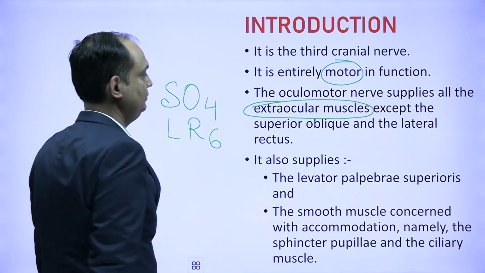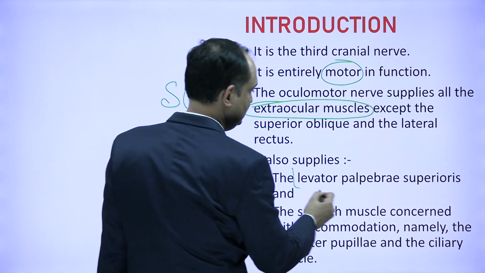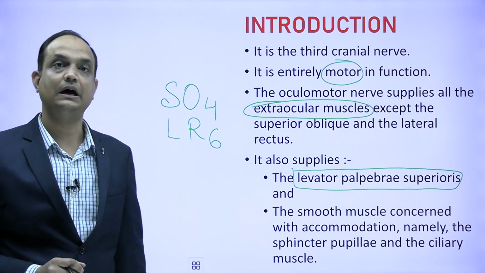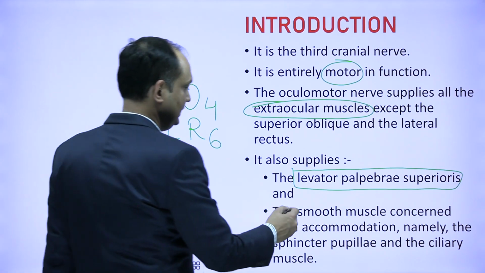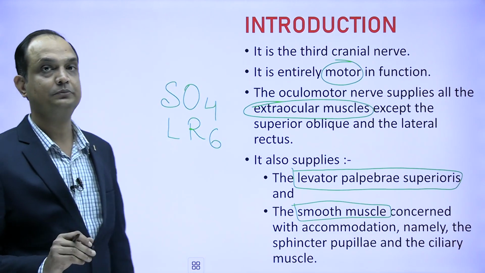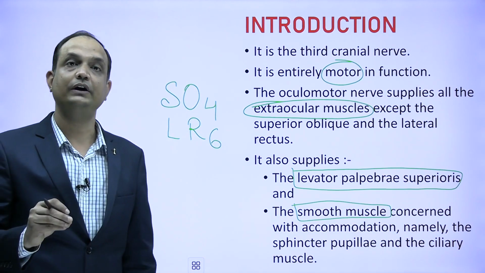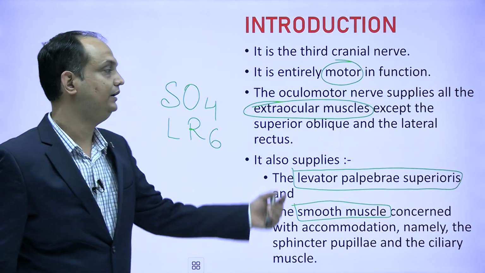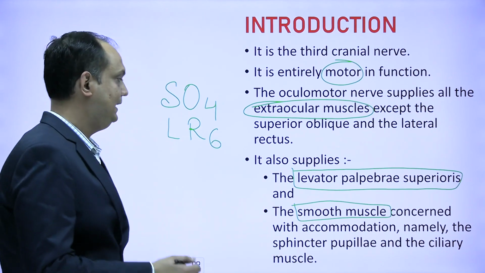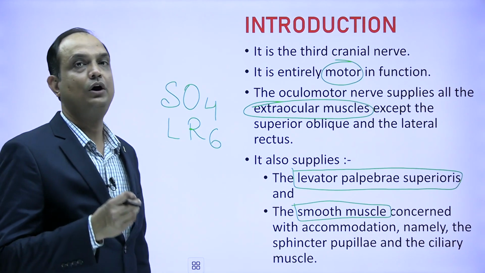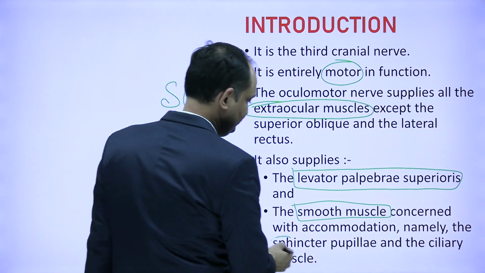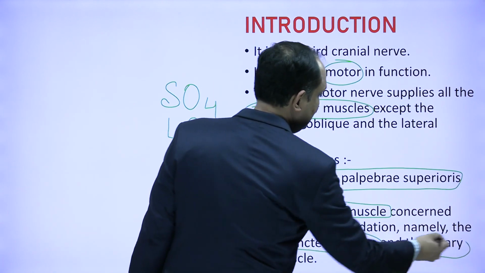Now apart from the extraocular muscles, this third cranial nerve supplies the levator palpebrae superioris, which is a very important muscle present in the upper eyelid, and it also supplies the smooth muscles. There are three smooth muscles supplied by the oculomotor nerve. One smooth muscle is the detached part of the levator palpebrae superioris, present in the upper eyelid and known as Mueller's muscle. And apart from that, there are two small smooth muscles present inside the eyeball. These are known as sphincter pupillae and ciliary muscle.